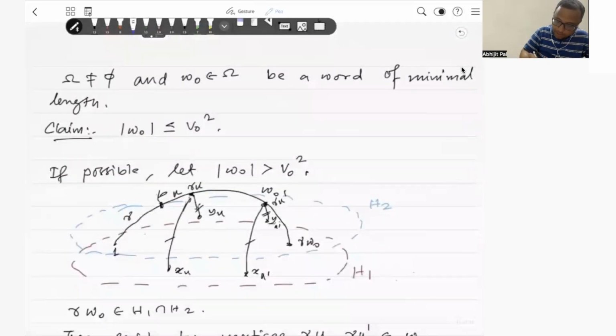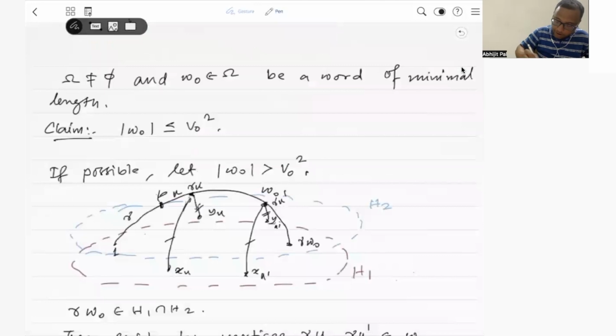So therefore, the set omega is non-empty. And now let us take W naught to be an element of this omega such that this word W naught is of minimal length. So we can find an element of omega which is of minimal length. The claim is the length of W naught is less than or equal to V naught square. If you can prove this, then we are done.